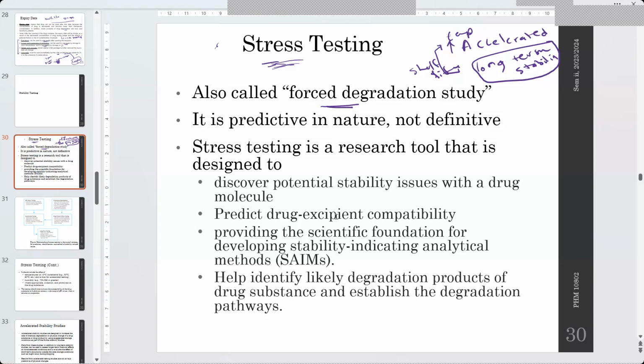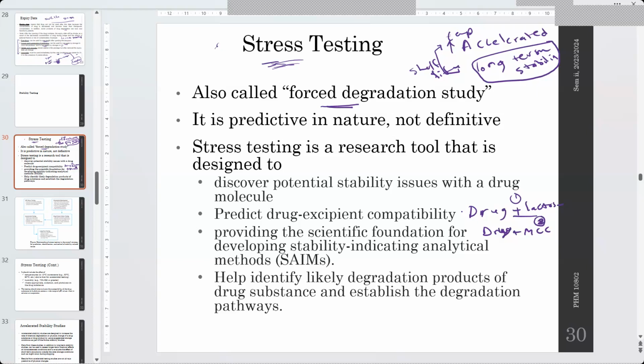I can also predict the drug excipient compatibility by making mixtures of drug and excipient. For example, in the tablet, I will put lactose and I will put microcrystalline cellulose. So I put drug and lactose alone, and I put drug and microcrystalline cellulose alone. I keep them at 70 degrees, and then I study the degradation rate of the drug in mixture 1 and the degradation rate of the drug in mixture 2. The one that gives less degradation is more suitable to use with the drug. Okay.